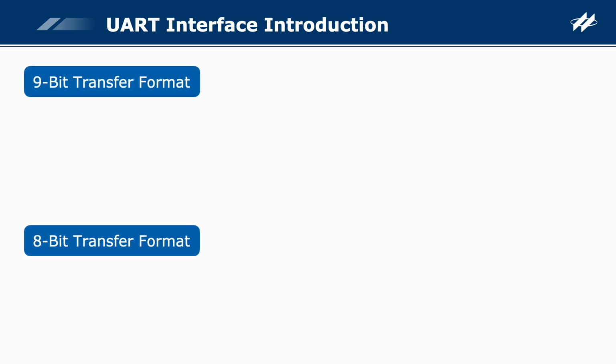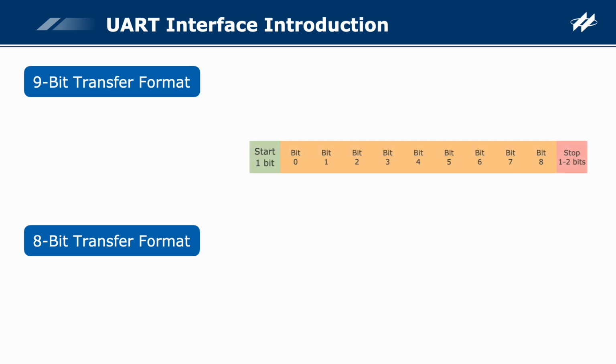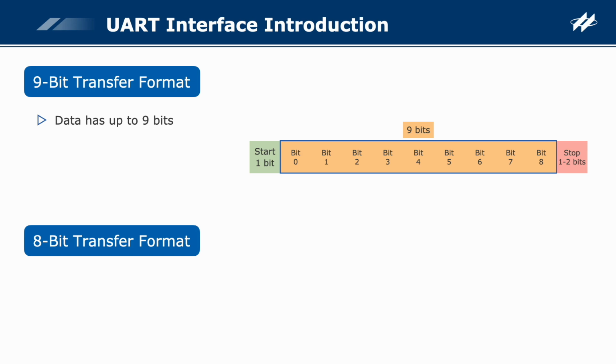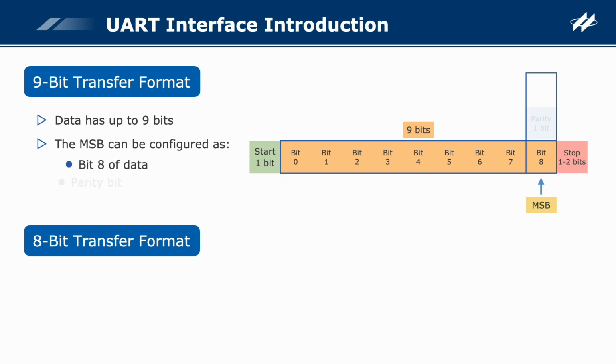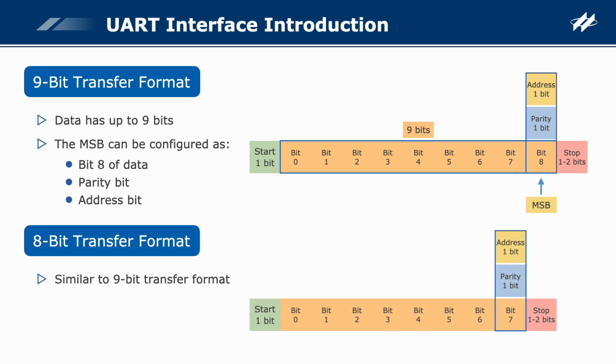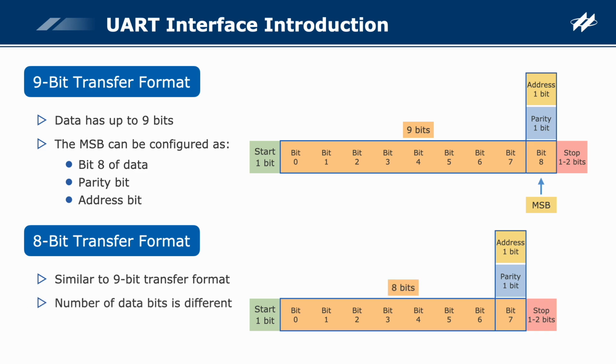The HT66F3195 supports two UART transfer formats, which are the 9-bit transfer format and the 8-bit transfer format. For the 9-bit transfer format, the data has up to 9 bits, among which the MSB can be flexibly configured as the bit 8 of data, parity bit, or address bit. The 8-bit transfer format is similar to the 9-bit transfer format, except that the number of data bits is different.